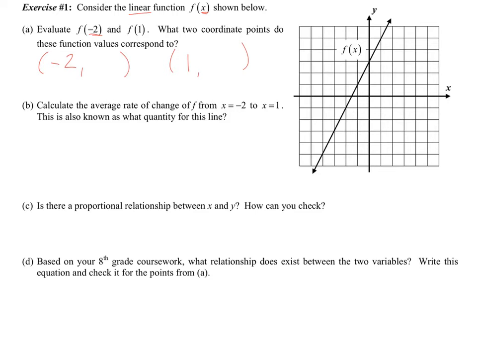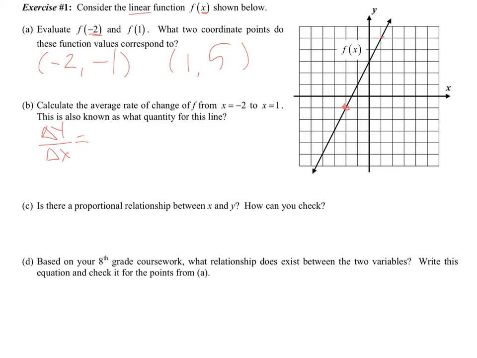And now we're going to look at the graph over here. So f of negative 2, where x is negative 2, y is negative 1. And when x is 1, y is 5. So if we were to calculate the average rate of change from x equals negative 2 to x equals 1, which is what we just found up above, we need to do the change in y over change in x.